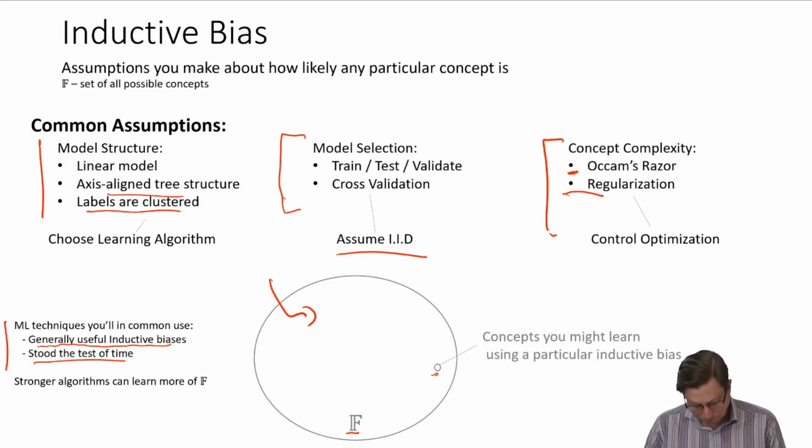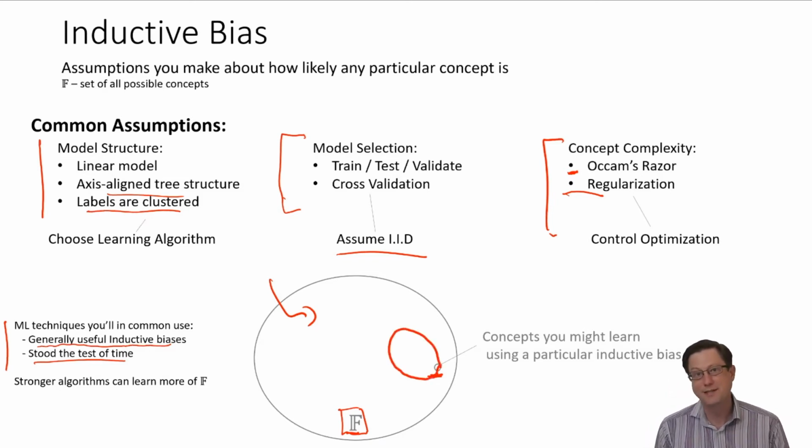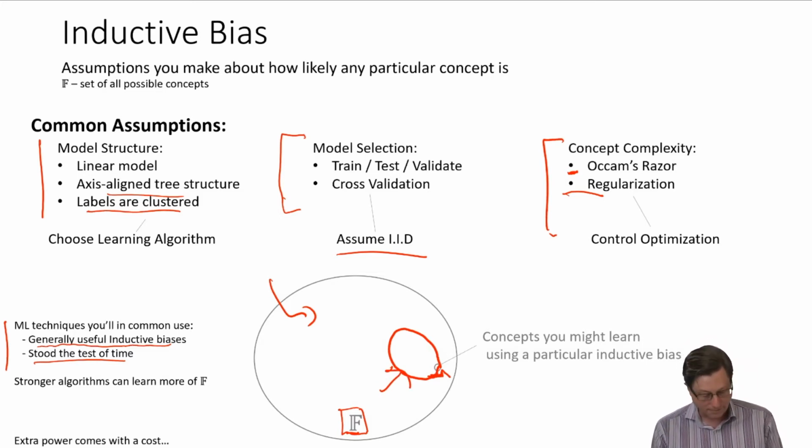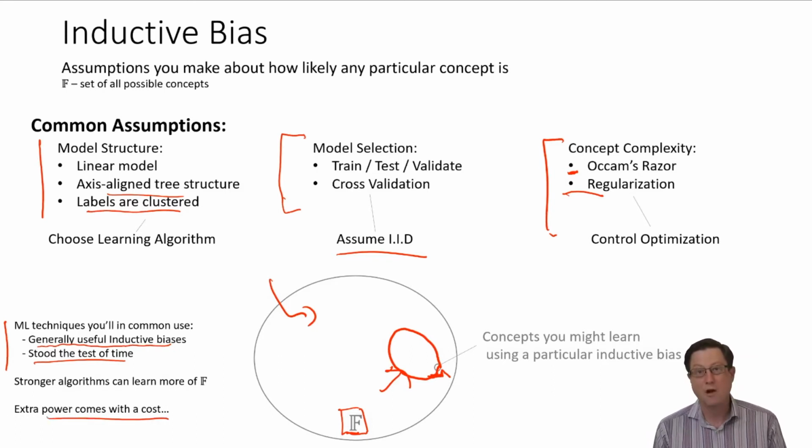Now, one way to think about it is that stronger, more powerful algorithms can learn more of F. So this might be the part of the concept space of all of F that you could learn with logistic regression. You might say that there's a much bigger part of the space that you could learn with a decision tree, because you can learn most of the linear concept with piecewise approximations of a decision tree, but not all of it. And then you can learn many, many things that a linear model can't represent. So it can learn more of this concept space, but that extra power comes with a cost.